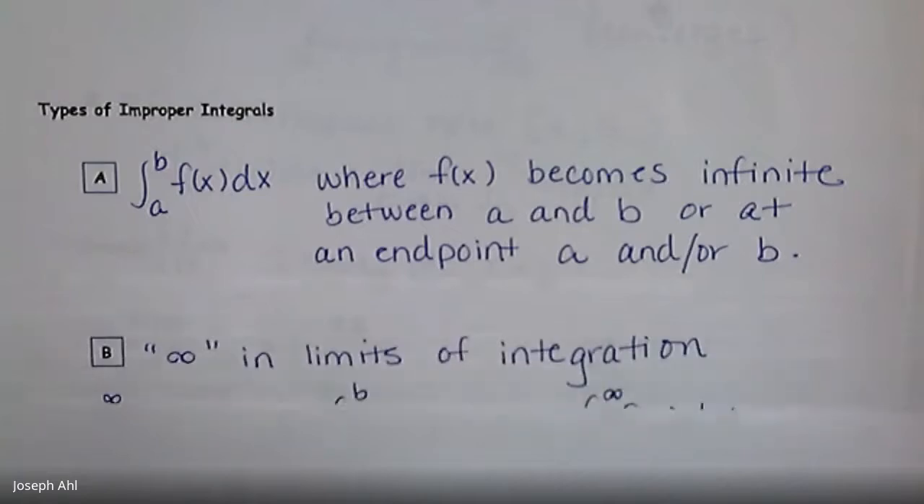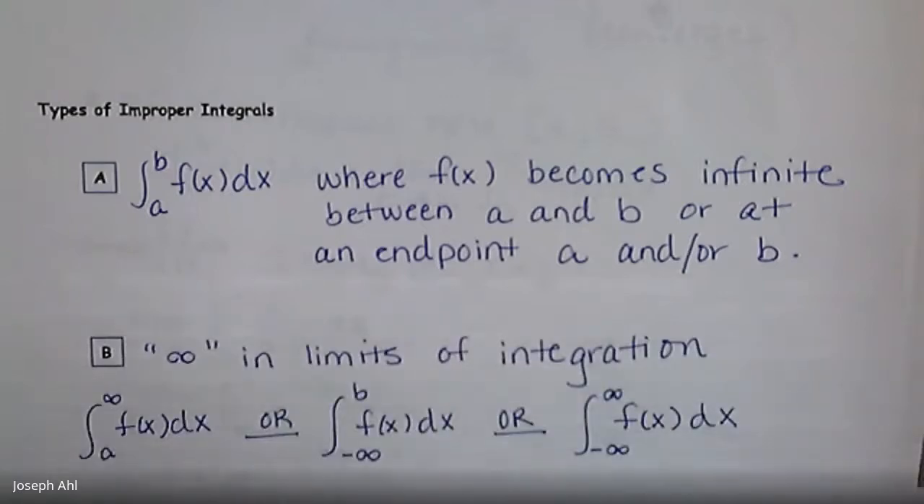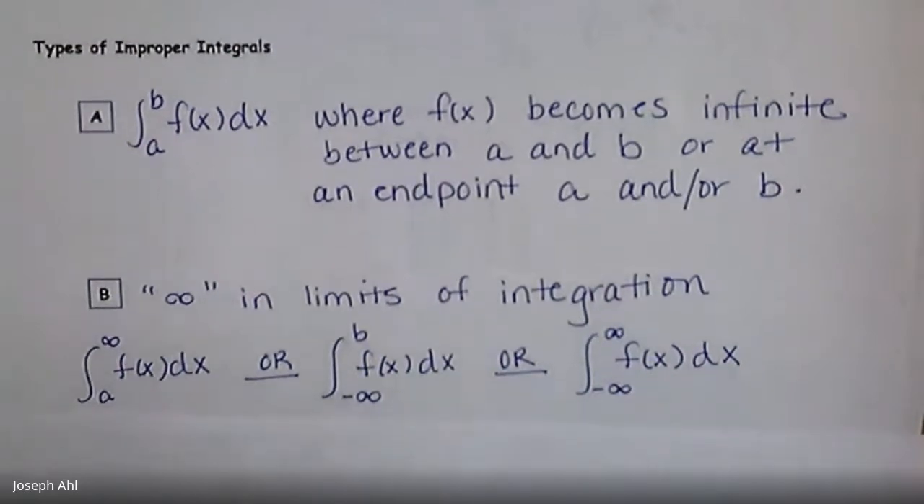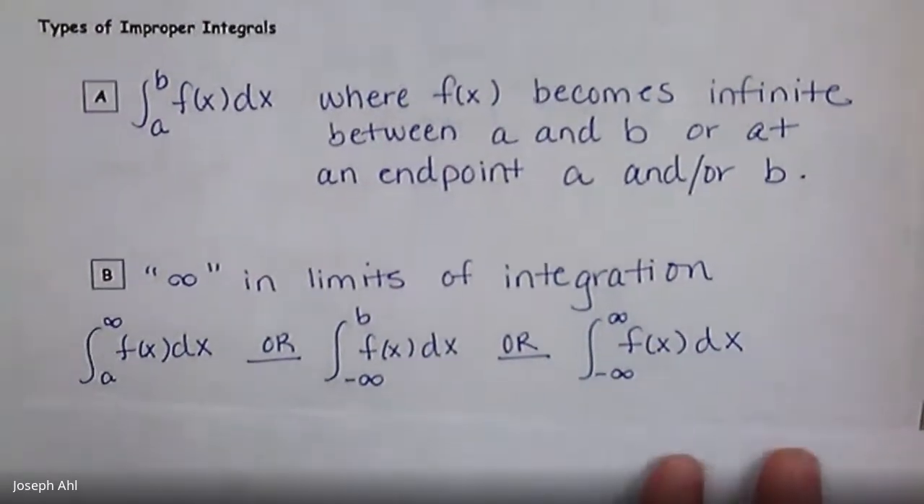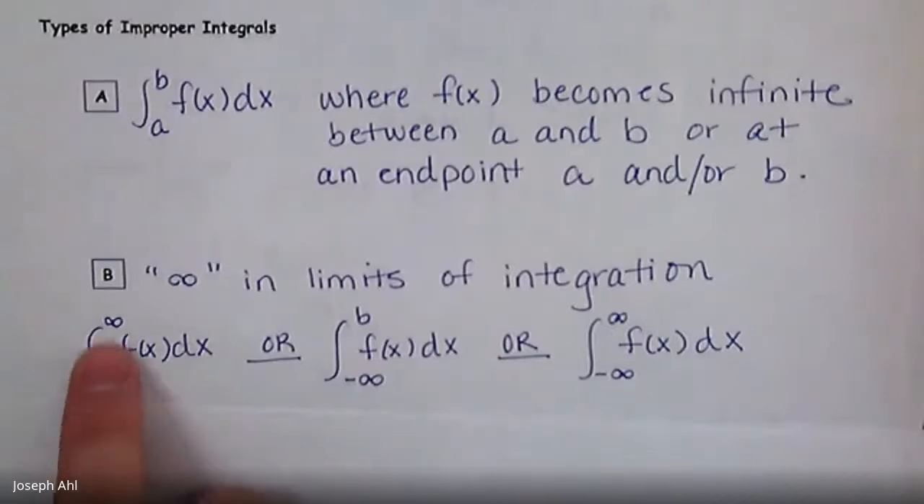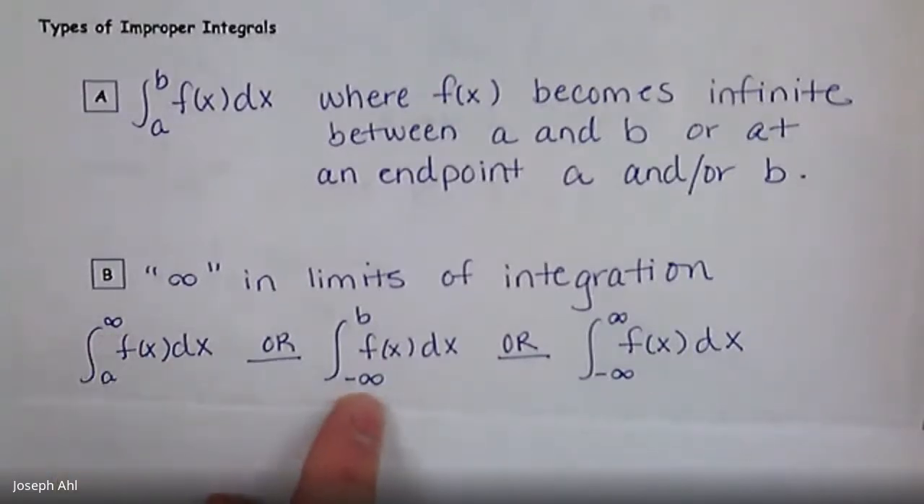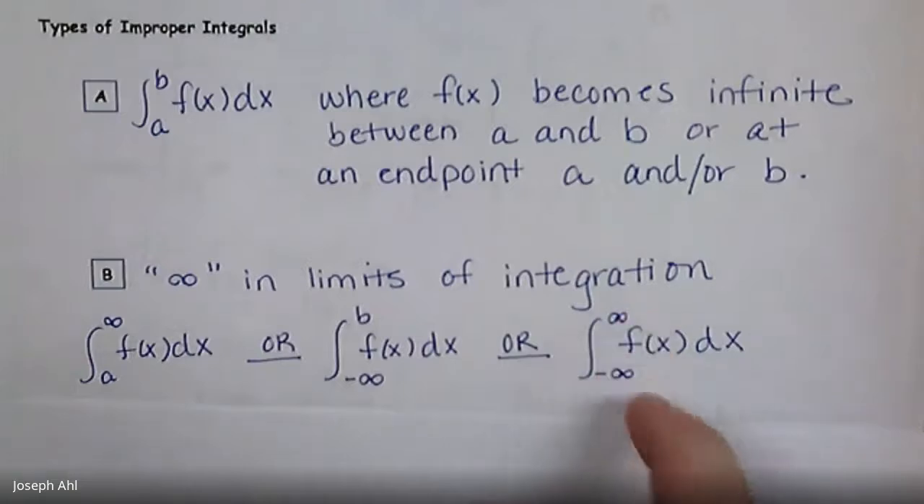Moving on to type B. For type B, like I said at the beginning, if you have infinity in your limits of integration, that would be an improper integral as well. It might be that we have infinity as the upper bound, negative infinity as the lower bound, or why not just both? Maybe we're integrating from negative infinity to infinity. We will do an example like that in the notes today. I'll talk about how we are going to set this up so that we can evaluate the integral.